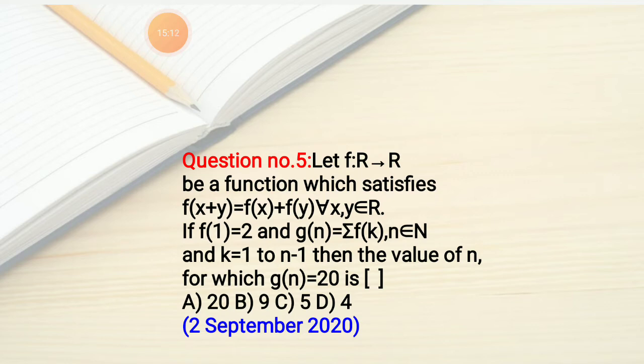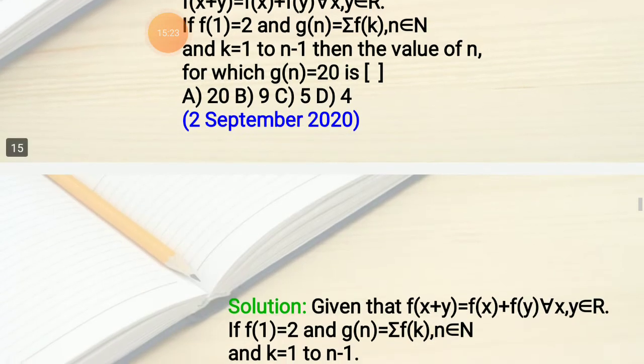f(2) is 4 and f(1) is 2, so 4 plus 2, f(3) is 6. f(3) is 6. That is the basic idea in solving this fifth problem.